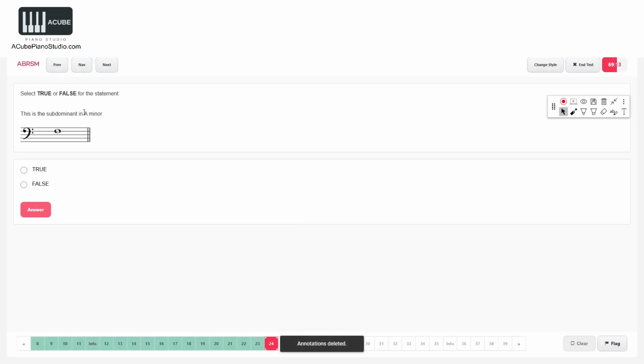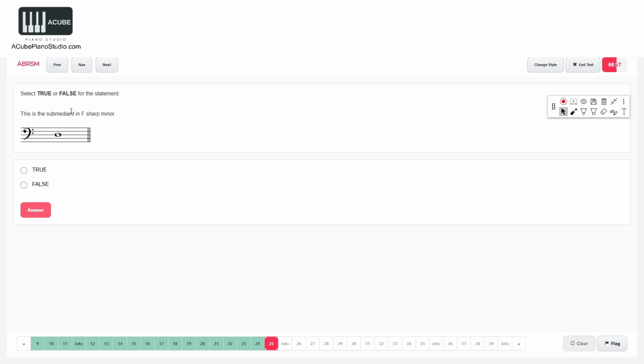Next, this is the subdominant in A minor. Subdominant means 4th. So A is 1, B is 2, C is 3, D is 4th. So this is F. But I want D, so it's false.